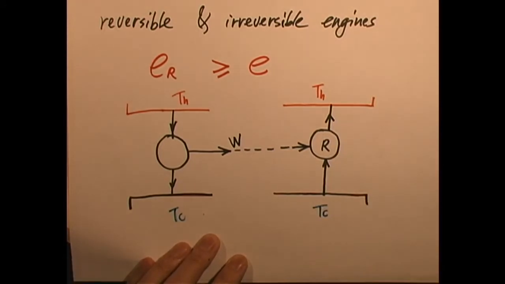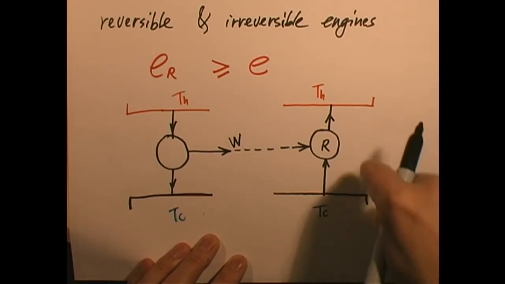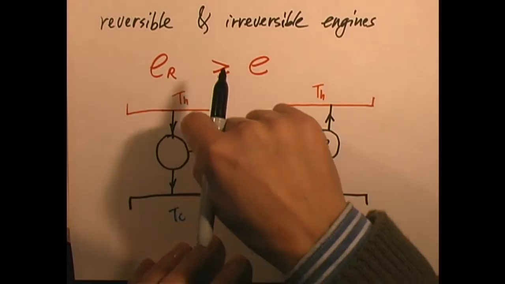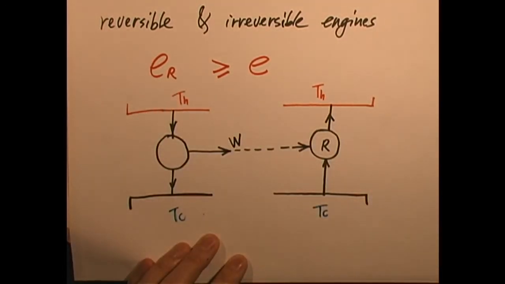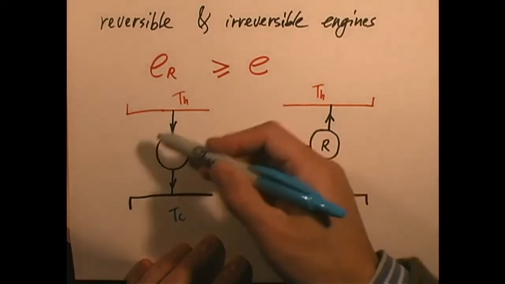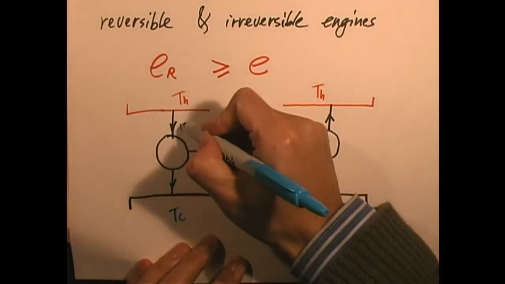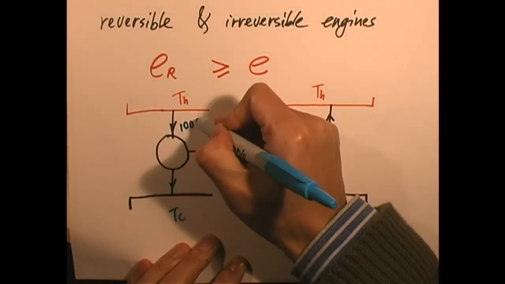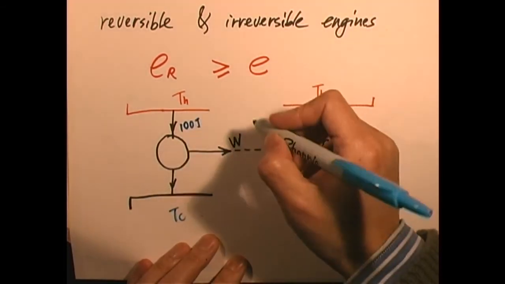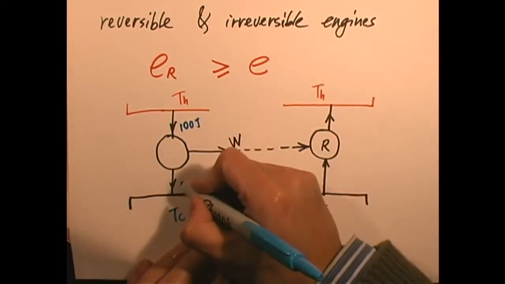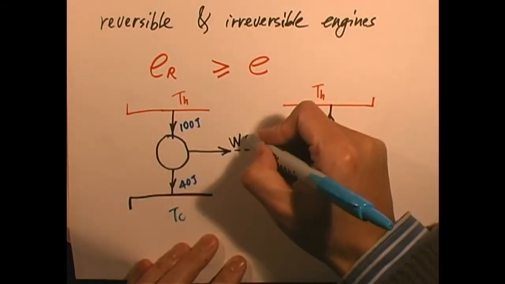Now I want to show you, based on this scenario, that this reversible engine must have an efficiency that is higher, or at least not lower, than the other engine. To see this, let's look at some numbers. For simplicity, this is a normal engine. I don't know if it's reversible or not. Let's say it takes 100 joules of heat and uses 60 joules of that to do work, and the other 40 joules get lost. So that's 60 joules.